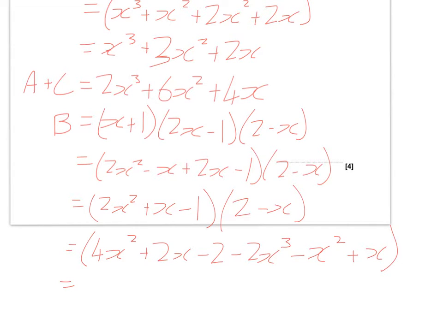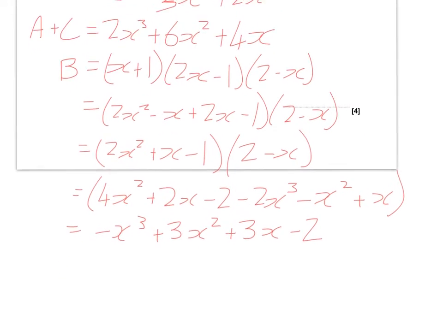Right, let's simplify this out. I'm going to put my cubic first, then x squared terms. There are 2, but there should be, is that right? Yeah, I guess there are. Just 2 x squared terms. So I've got a positive 4 and a negative 1, so let's call that 3x squared. X's, I've got a positive 2x and another one, so plus 3x, and then only one constant.